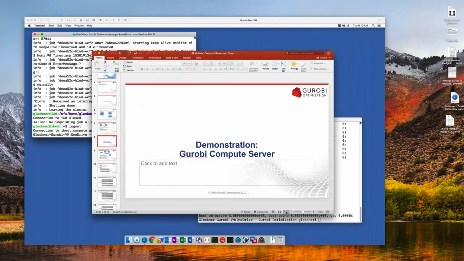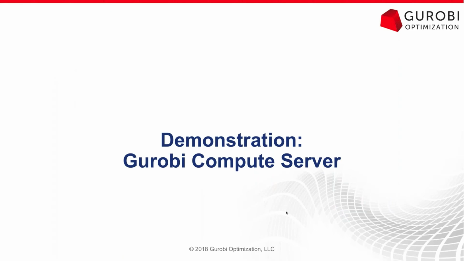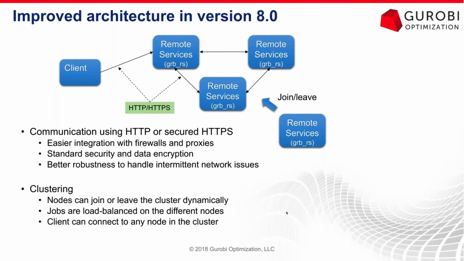Let's go back to the slides and look at some of the details behind the scenes. In version 8, we improved the architecture for Gurobi Compute Server in a number of ways. One of which is that we changed to use standard web technologies. In the old versions of Gurobi Compute Server, it was a proprietary protocol. While it was effective, it had a lot of downsides for communications and for working with corporate firewall technologies. Now we're using standard web technologies.